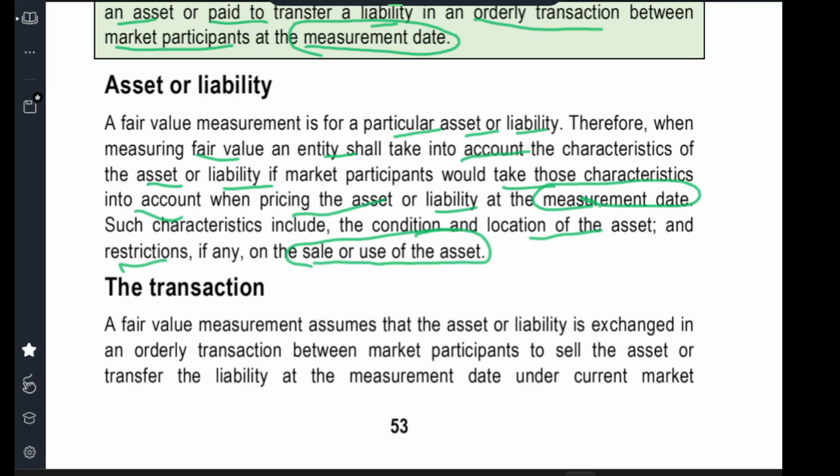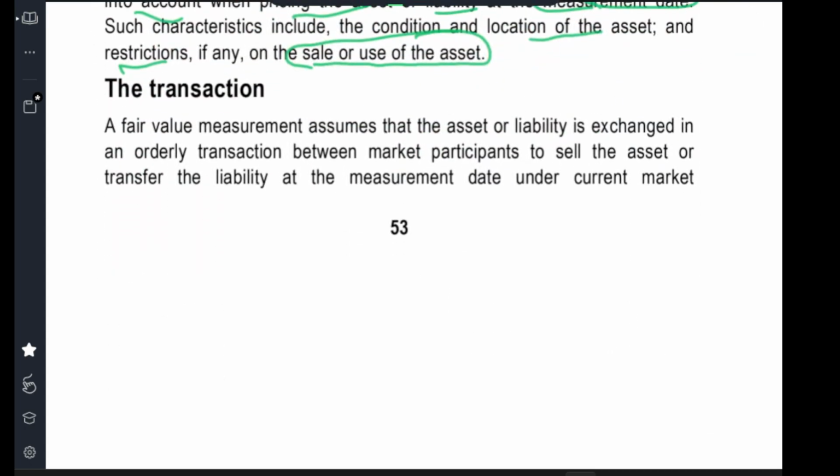When measuring the fair value, the asset is taken into account with its characteristics. What is the asset? What is the liability? What characteristics are to be accounted for this asset and liability? On a specific date, what will be the conditions? For example, if the asset is to be sold, it should be processed, packed, removed from the place, or taken to a remote location. Certain certificates need to be obtained, or approval needs to be obtained from the management. These kinds of factors also need to be considered before determining the fair value.